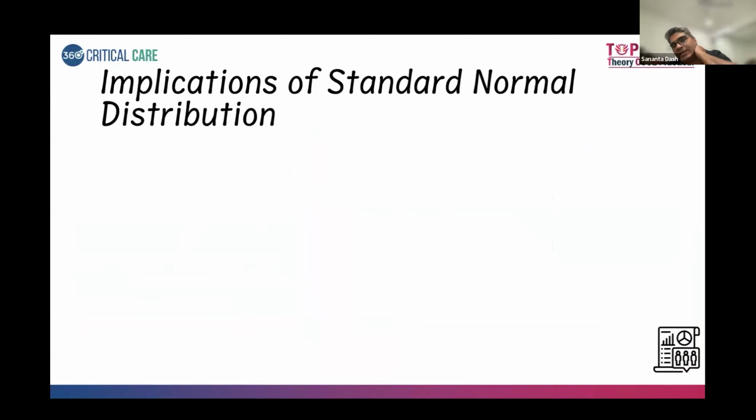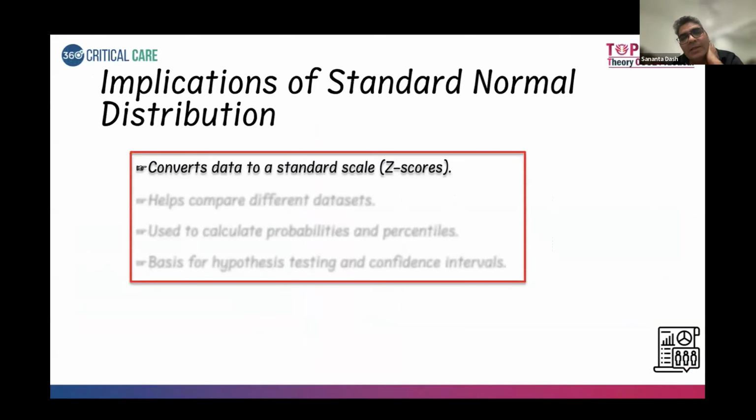Now, implications of the standard normal distribution. You can use any type of data. Suppose we are talking about the weight of all the medical trainees in two or three countries. Suppose UK, US, and India, and the weight parameter is represented as pounds in the UK, kilograms in the US, and kilograms in India. So they have different units, and apart from converting them, what is the other way of comparing them?